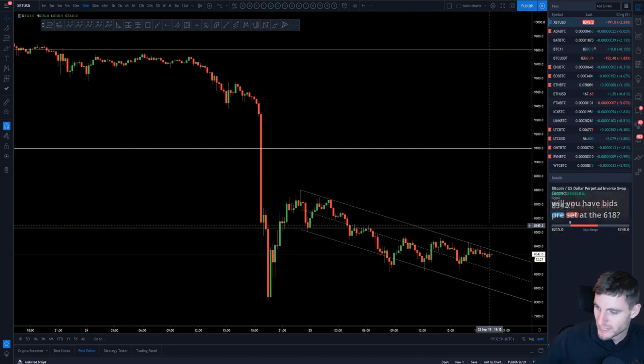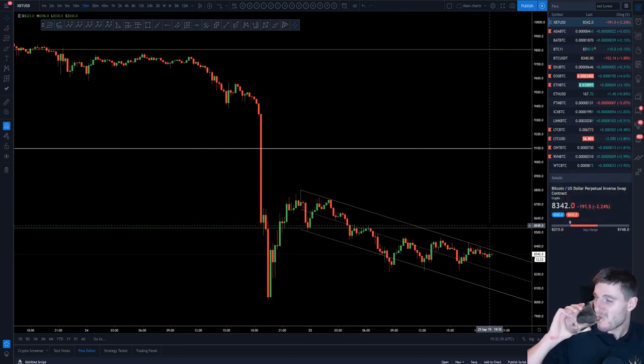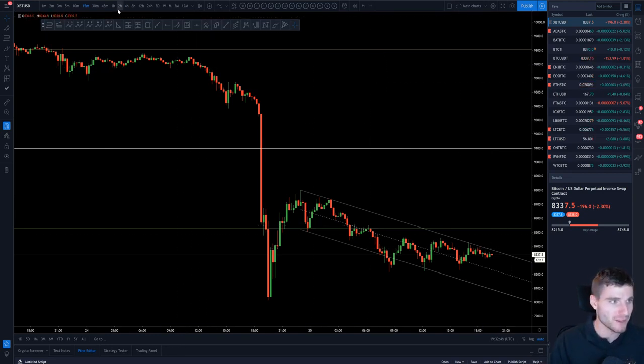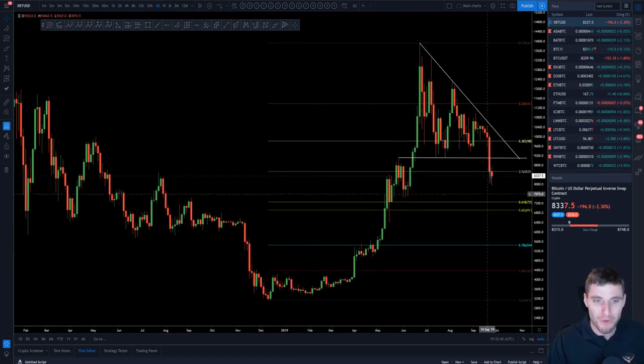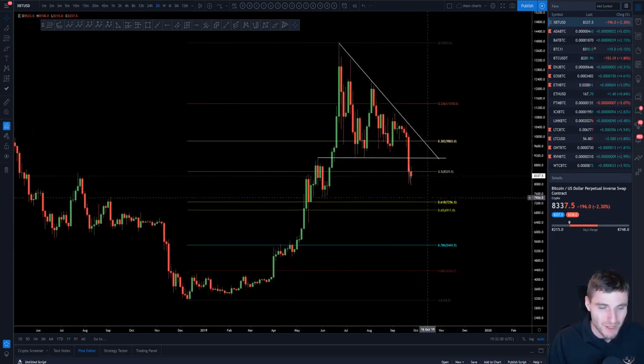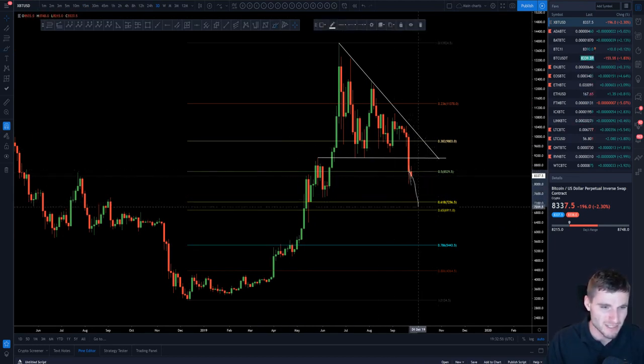Will you have bids preset at a 618? I do actually have a bid preset at a 618. But this is like fresh money that I'll be putting into the market. So yeah, I will be buying the 618. If it drops, we have no guarantee that it's coming down that low. But I will buy the 618 if it gets down there, because at the very least I'd expect a bounce.